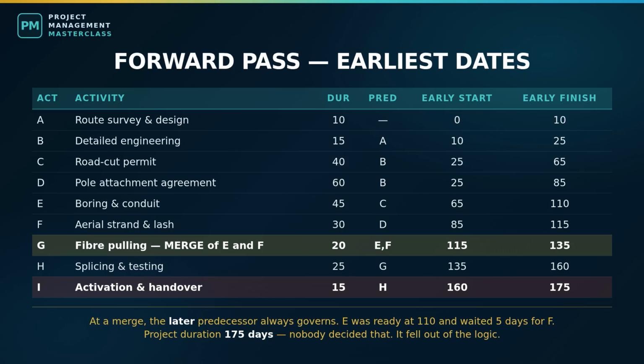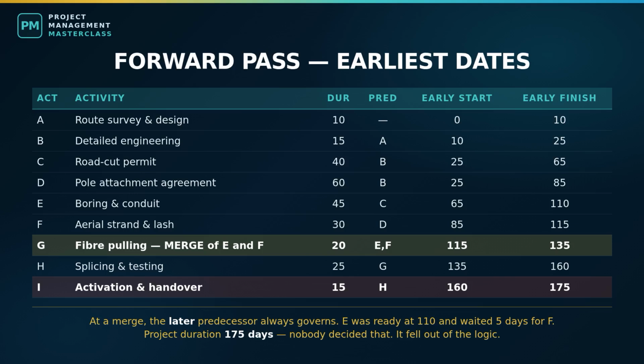Now, the forward pass. We walk from start to end and we ask, for each activity, the earliest it can possibly start, and therefore the earliest it can possibly finish. 2 rules only. Earliest finish equals earliest start plus duration, and earliest start equals the latest of all the earliest finishes of everything that must come before it. That second rule is the whole game at merge points. I am counting in elapsed days, starting the project at day 0, so the numbers stay clean.